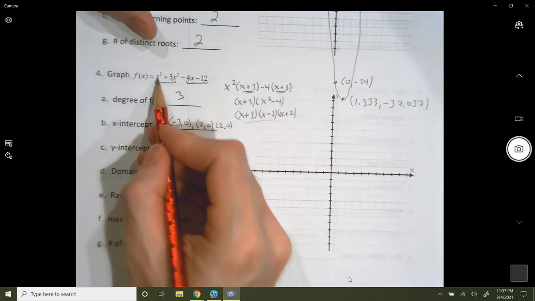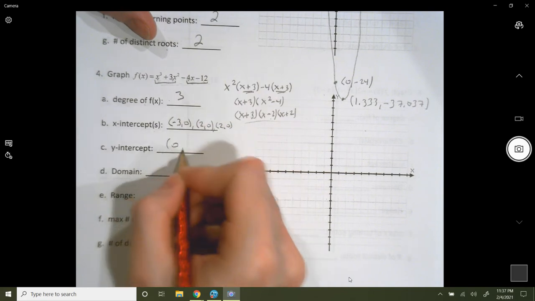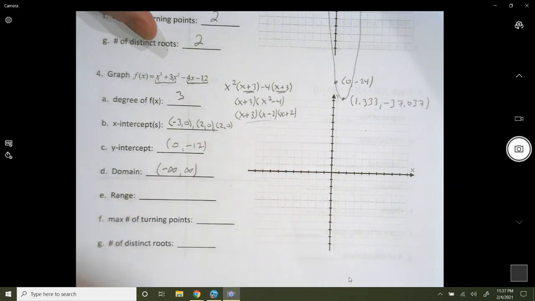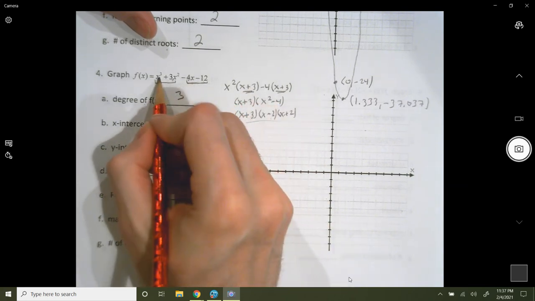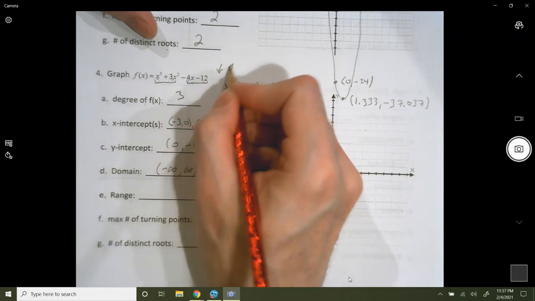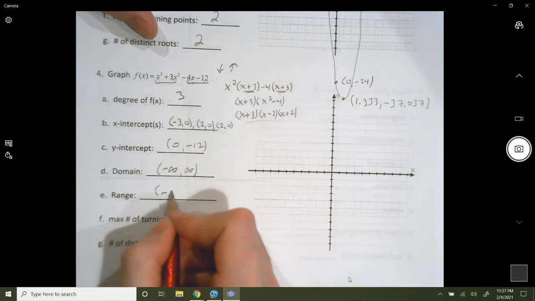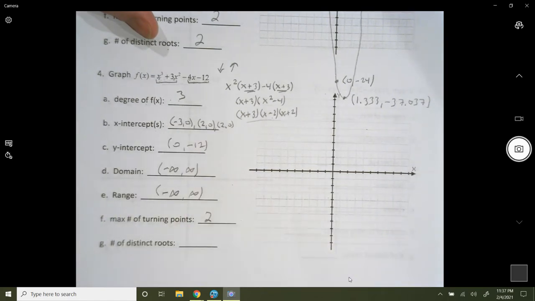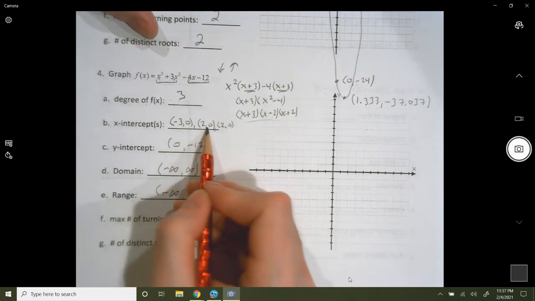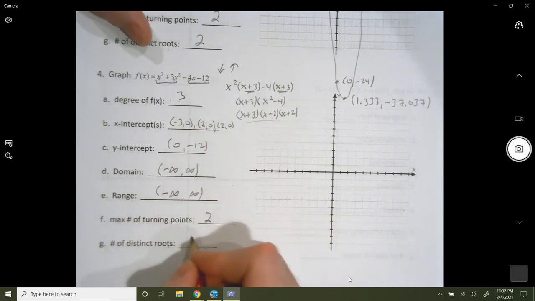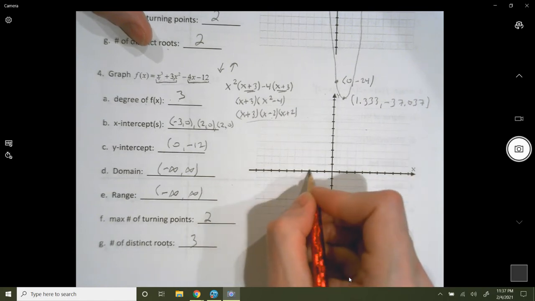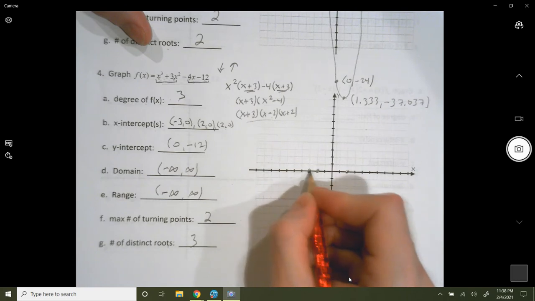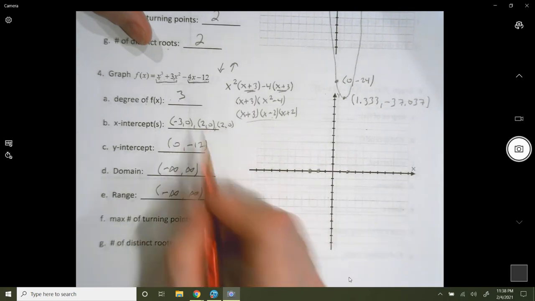Y-intercept, plug in 0 for x, we're going to get 0, negative 12. Domain, negative infinity to positive infinity. Our end behavior, third degree positive lead coefficient, down and up, which means our range is also all real numbers. Third degree, maximum number of turning points is 2. Number of distinct roots, well, all 3 of these are different and distinct zeros, so there's going to be 3. So negative 3, 0, 2, 0, and negative 2, 0. None of these are bounces. None of these were double zeros. My y-intercept is negative 12.